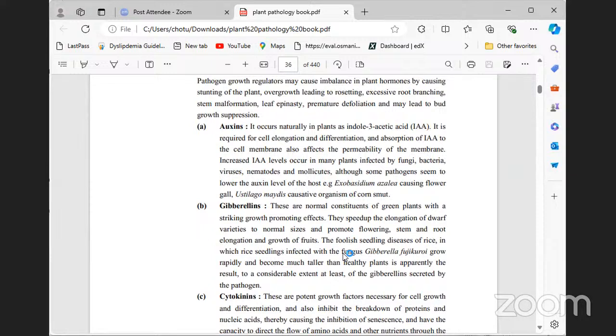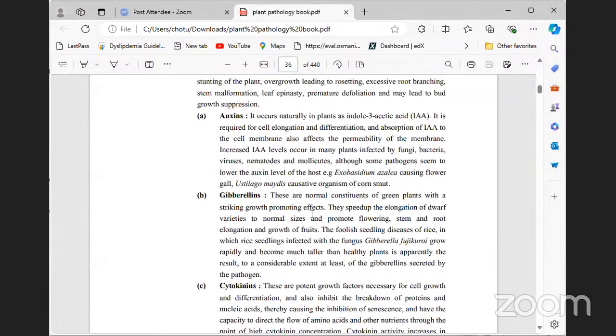Okay, these are the growth regulators. How do the growth regulators function, each and every one? The first growth regulator is called auxins. It occurs very naturally in plants. IAA is a naturally occurring auxin: indole acetic acid, indole-3-acetic acid, is the naturally occurring auxin.